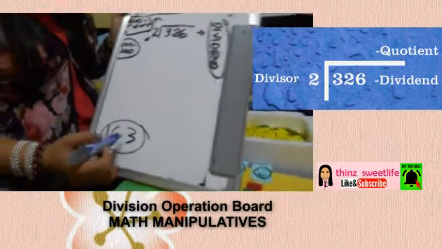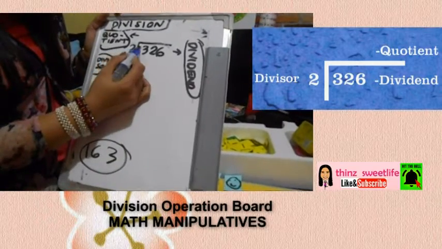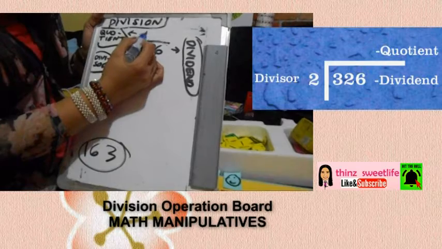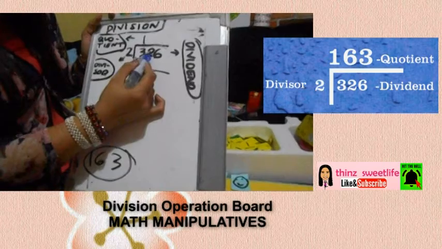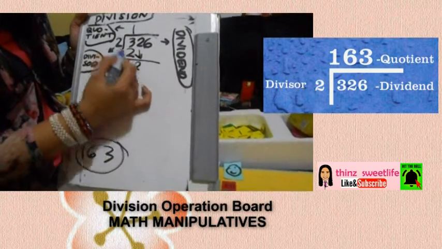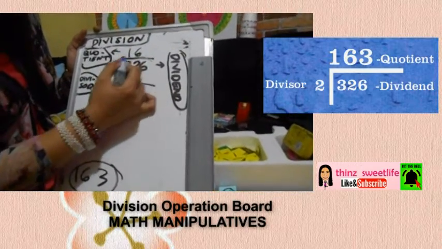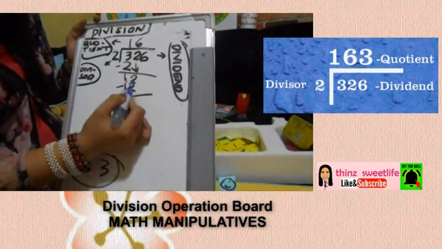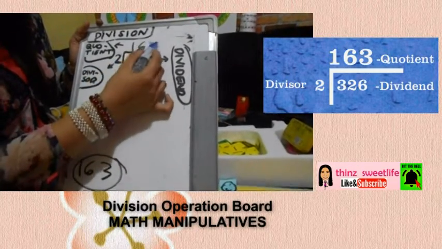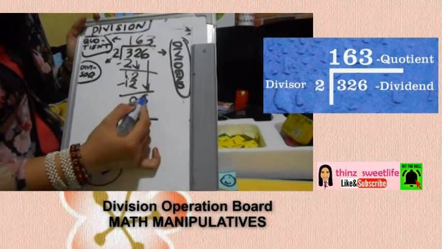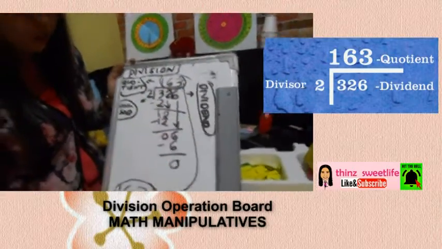So we check in the old way process. 3 divided by 2, 1. 1 times 2, 2. 3 minus 2, 1. Bring down 2. 12 divided by 2, 6. 6 times 2, 12. 12 minus 12, 0. Bring down 6. 6 divided by 2, 3. 3 times 2, 6. 6 minus 6 is 0. So the quotient will be 163, same as this.